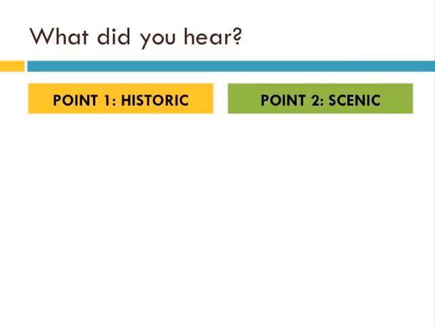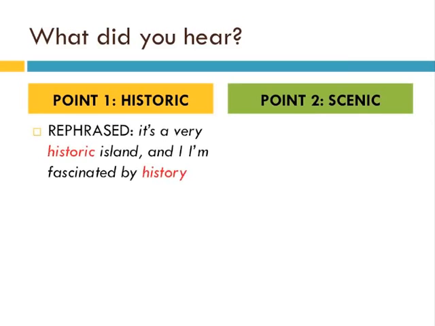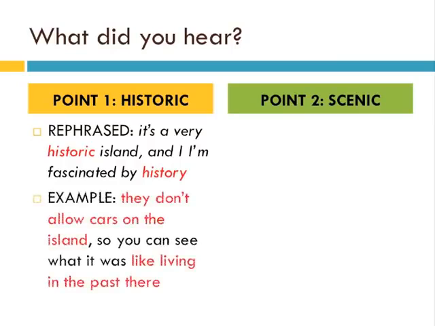So first off, notice that I only included two points, and I really focused a lot more on the first one because I think that's the most important reason out of all the reasons I chose, the fact that it was historic. So you notice that some of the types of cohesive ideas I used was just rephrasing a lot of the same things. I said it was a historic place, historic island, and I'm fascinated by history. I also used specific examples to indicate that. They don't allow cars on the island, only the horse-drawn carriages, so you can see what life was like there in the past. I also included the idea of the 1800s.